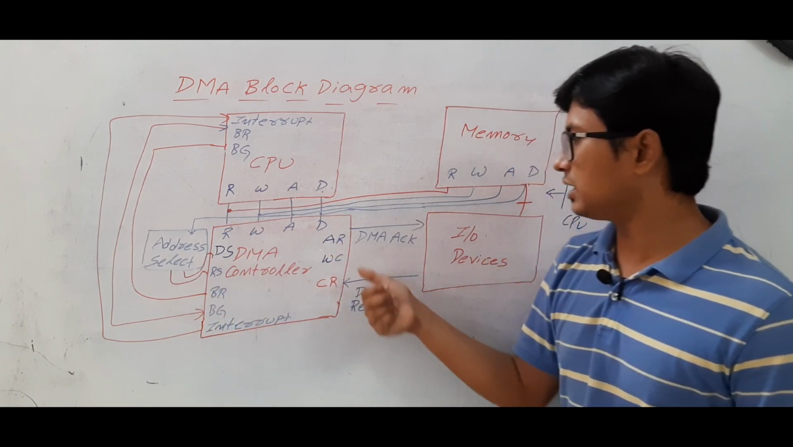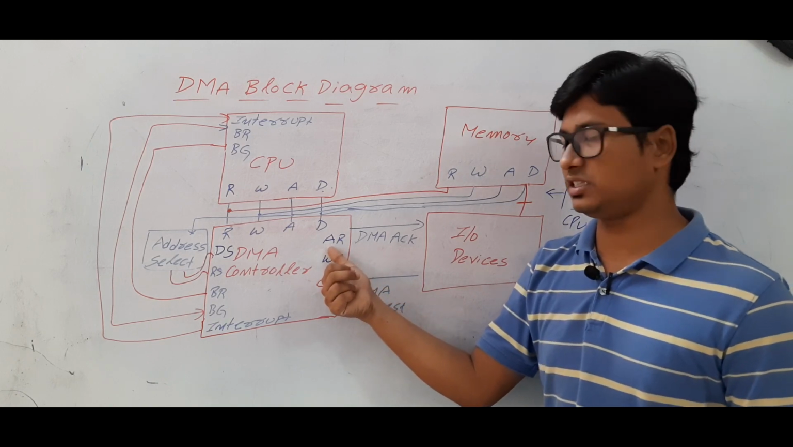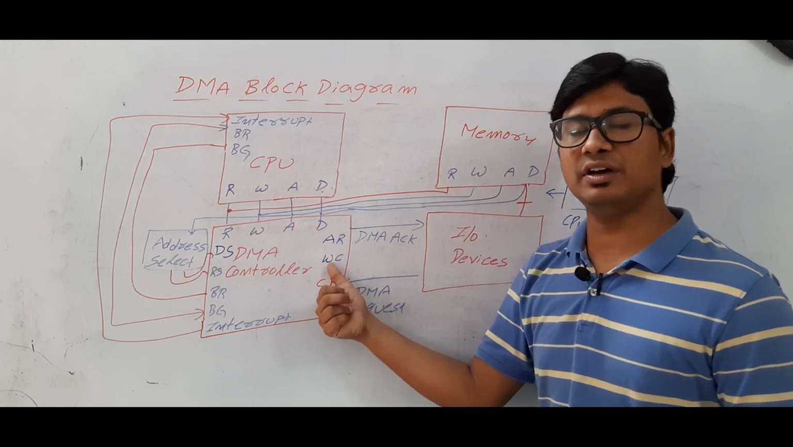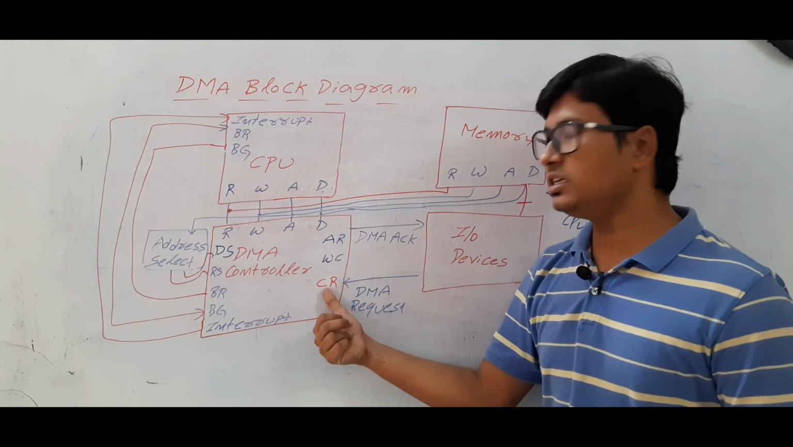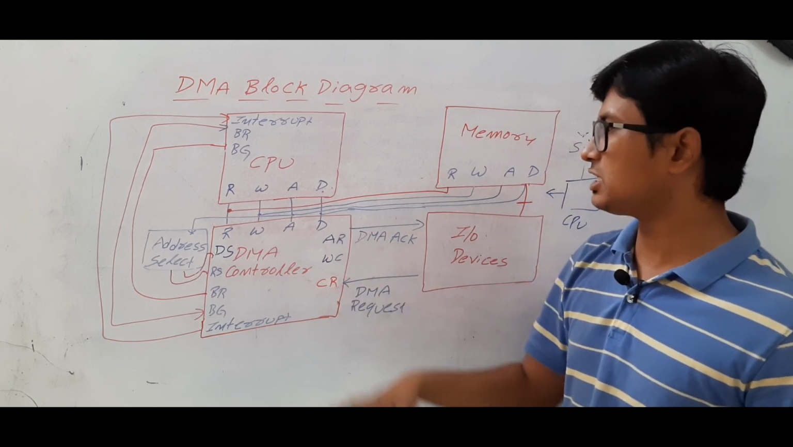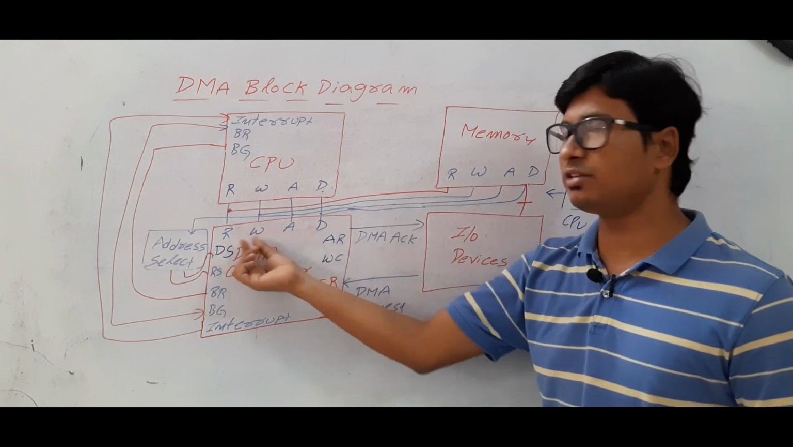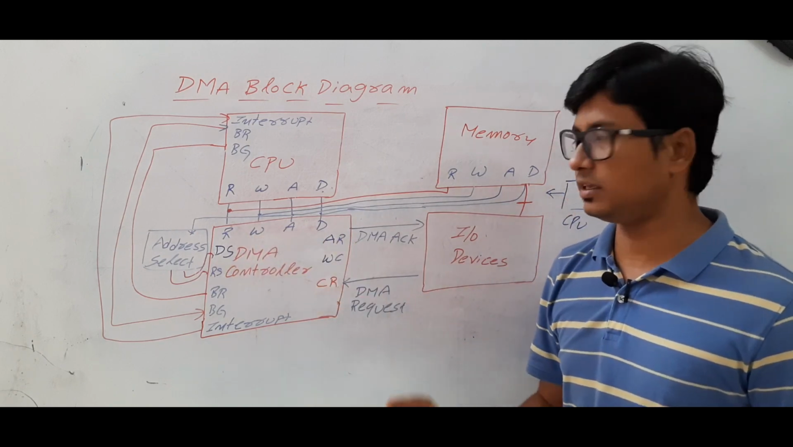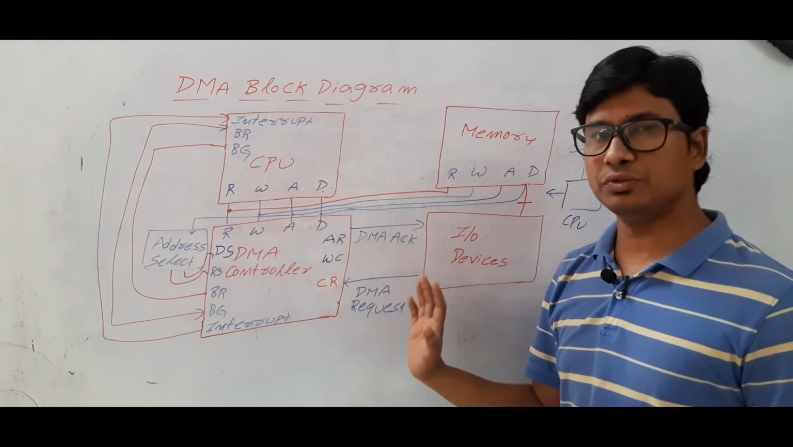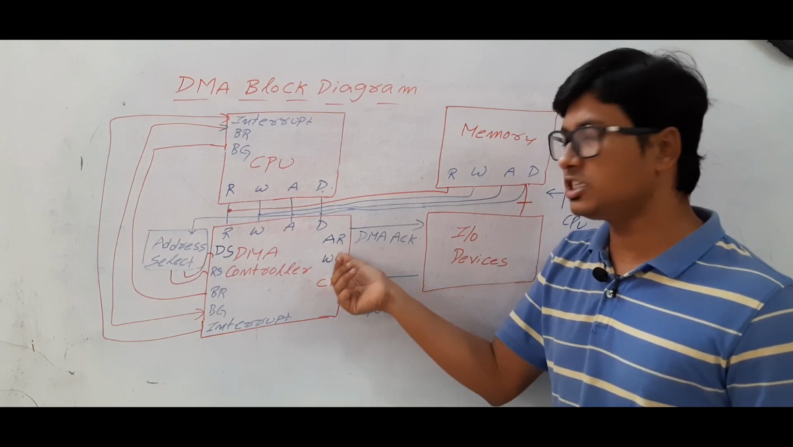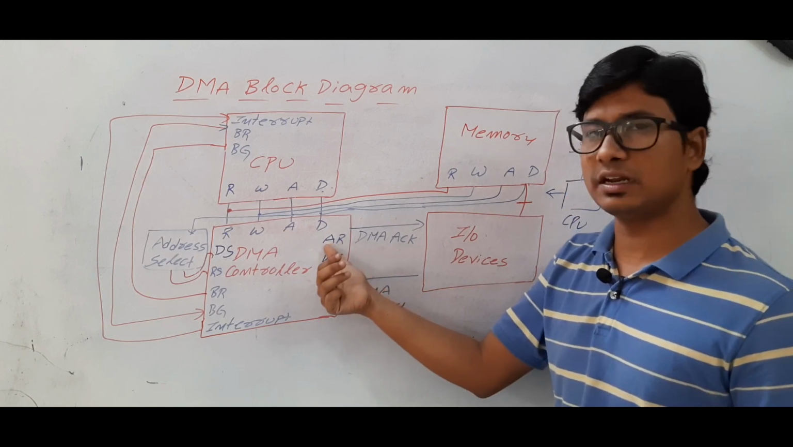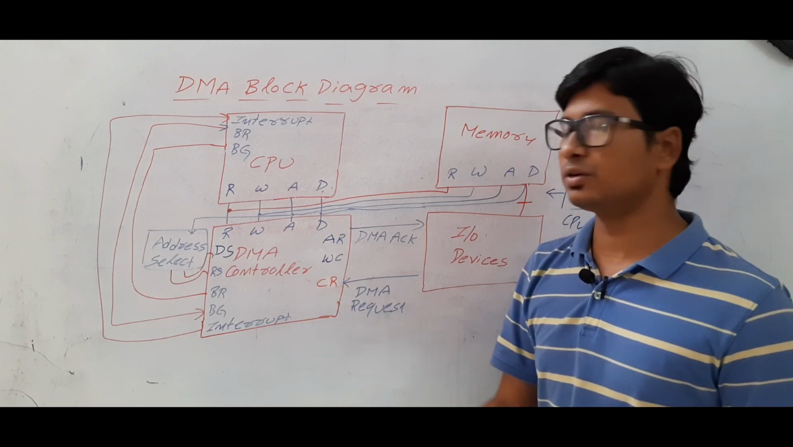Coming to this one, AR for address register, WC for word count, CR for control register. You can ask me, sir, why have you written in shortcut? Because of the space constraint I have written it this way, so I am explaining here. I request everyone to note down this diagram and write each terminology as I discuss it. It is an address register, word count and control register.